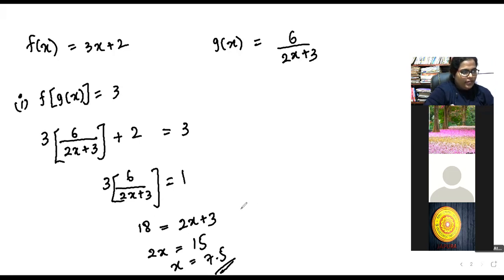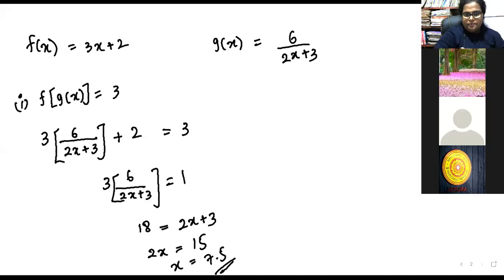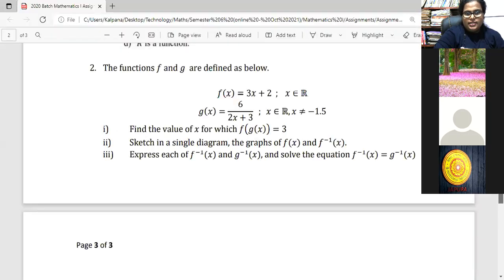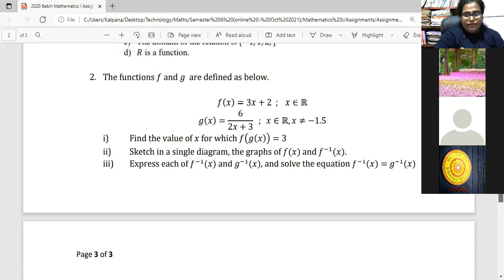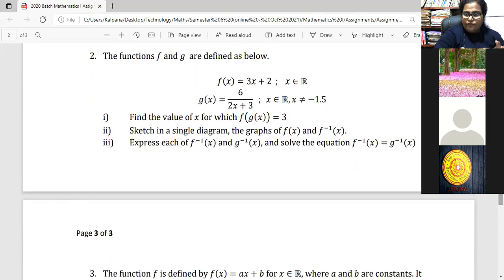Right? So in the next question, let me show you part 2 of this question too. Sketch in a single diagram the graph of f(x) and f inverse x. Here you have to consider this f(x) function and the inverse function of this f(x) function. You have to sketch these graphs on one graph sheet, but here it is not given. You no need to calculate f inverse x here.